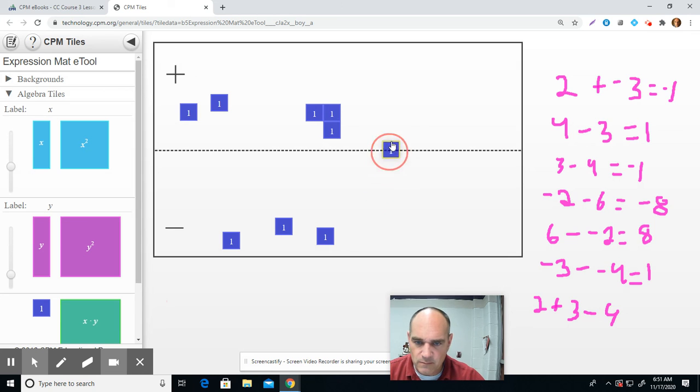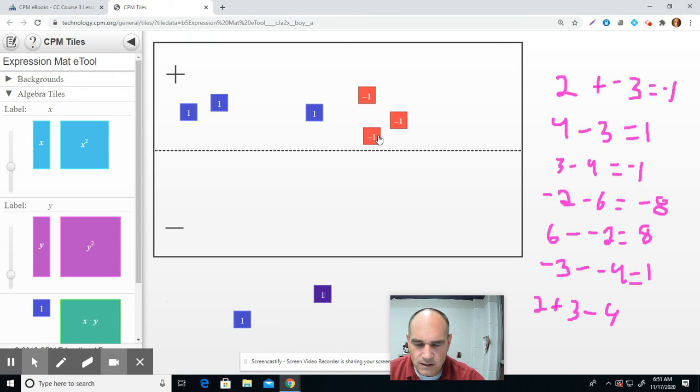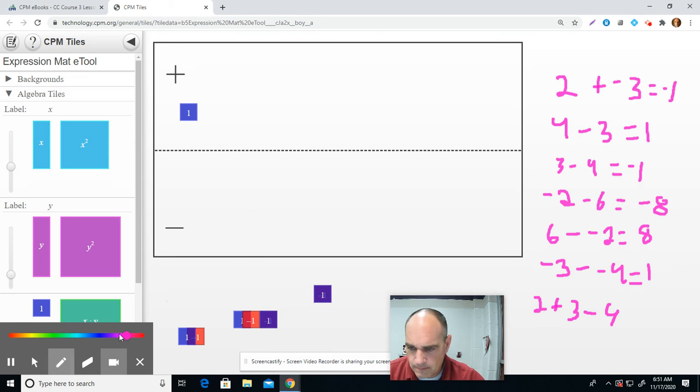We move them up top. But when I move them up, I have to change them. So they become negatives. So switching it and switching it. Notice we've now created some 0 pairs. So this cancels out. These 2 cancel out. These 2 cancel out. These 2 cancel out. So I am now left with a positive 1 for an answer.